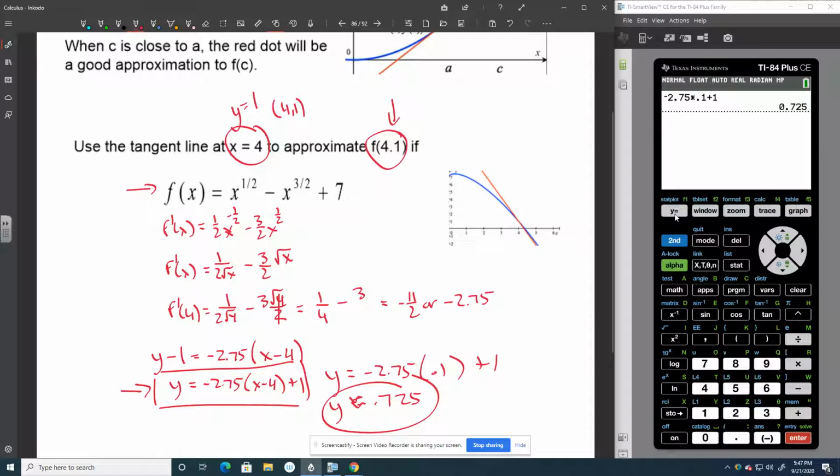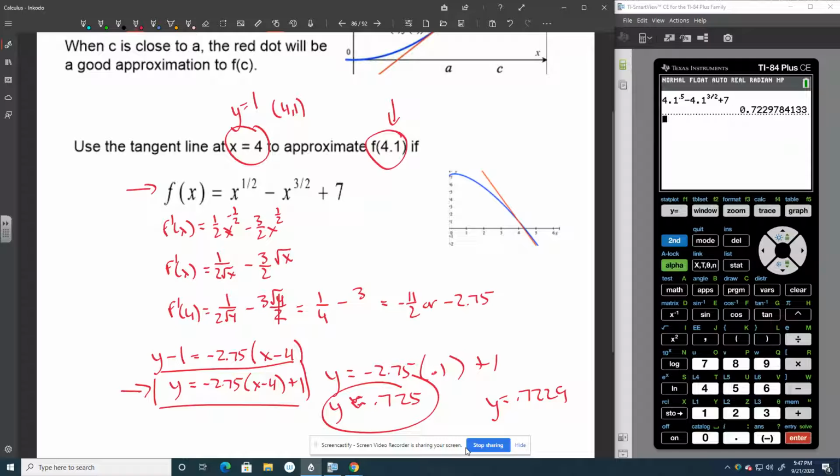And if I wanted to figure out exactly what y was, we could plug 4.1 into this original equation. We could do 4.1 raised to the 0.5 minus 4.1 raised to the 3/2 plus 7 and get an exact answer. It's 0.7229. So that's what y actually is, and we're approximating that it's 0.725.